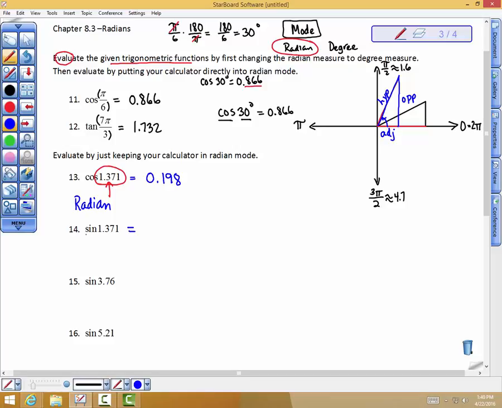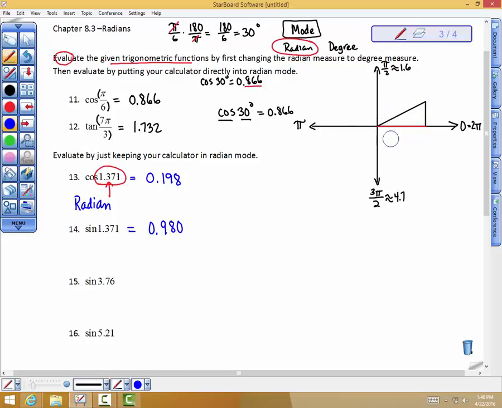Now let's refer to the sine of 1.371. That is the side opposite over the hypotenuse. Again, this side is pretty close to the length of this side, and so that ratio turns out to be 0.980, close to 1. Again, apologize for that.